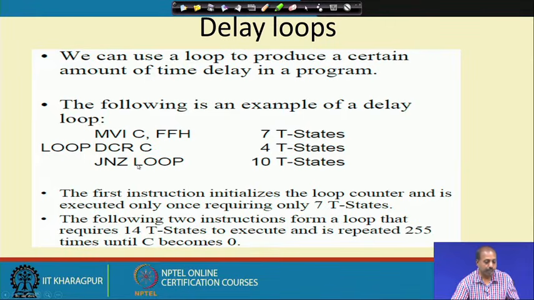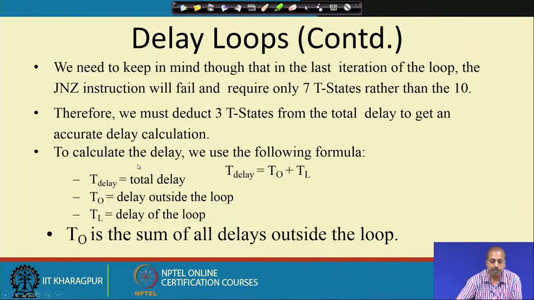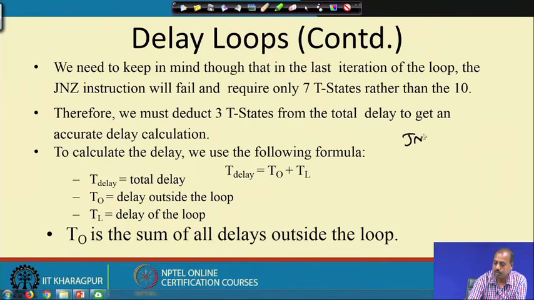From this you can calculate the time needed. We need to keep in mind that in the last iteration of the loop the JNZ instruction will fail and will require 7 T states rather than 10 T states, because the way it executes is that first it gets the JNZ part, and the 16 bit value.